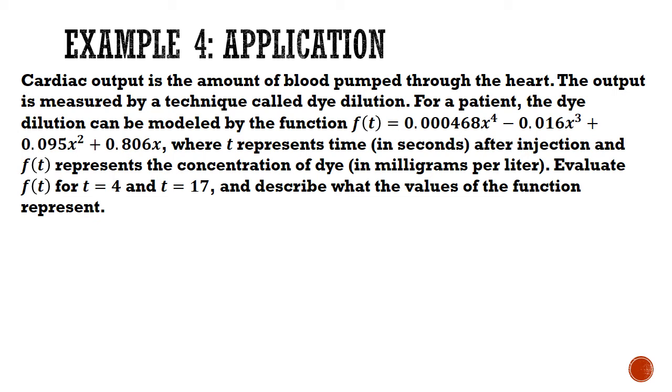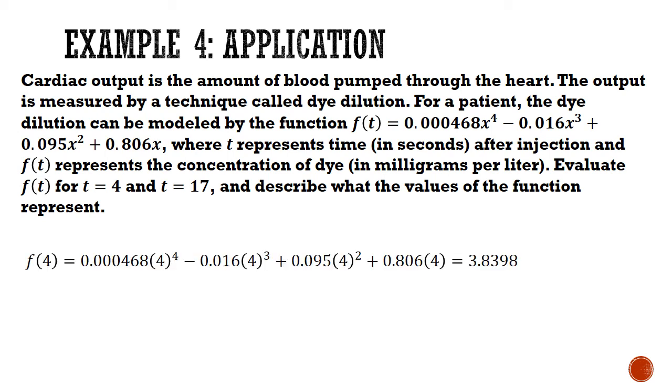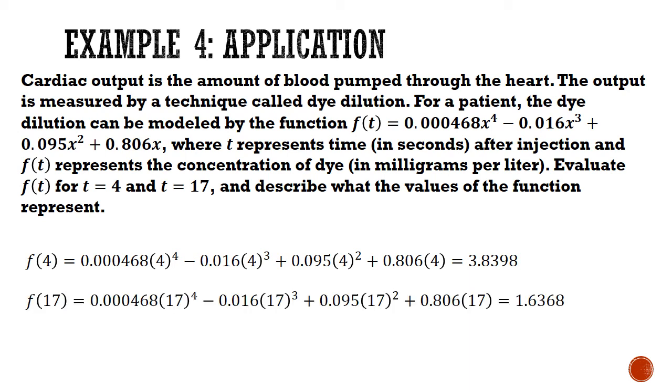Evaluate f of t for when t equals 4 and t equals 17. Describe what the values of the function represent. So all we're doing is plugging in 4 and 17 into the function. So you plug in 4, you substitute it in, use a calculator, do the math, you get 3.8398. Also, substitute in 17. It's the exact same way. Type it into the calculator, do the math, you get 1.6368.